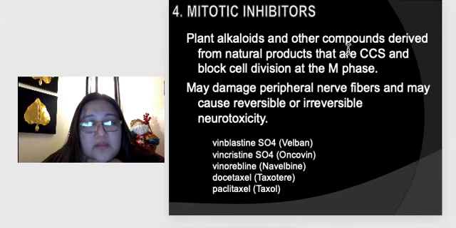Another is a mitotic inhibitor. So, isa siyang plant alkaloid, other compounds derived from natural products, and CCS siya, which blocks cell division during the M phase. Mitotic inhibitors are vinblastine, vincristine, paclitaxel, and the others mentioned here. Sa mitotic inhibitor, from the word mitotic inhibitor, it inhibits mitosis.